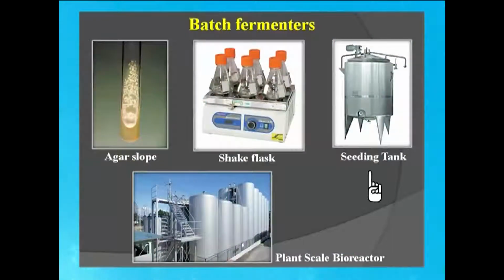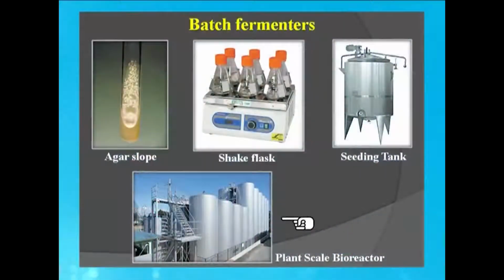There is a seeding tank. It is often used to increase the inoculum amount which can be inoculated into a large plant scale bioreactor. So this is also an example of a batch bioreactor. And finally, we do have plant scale bioreactors which operate in the batch mode, and you will be surprised to know that the maximum type of reactors which are available are batch type reactors, although we have advantages of fed batch and continuous fermenters over batch fermentation.